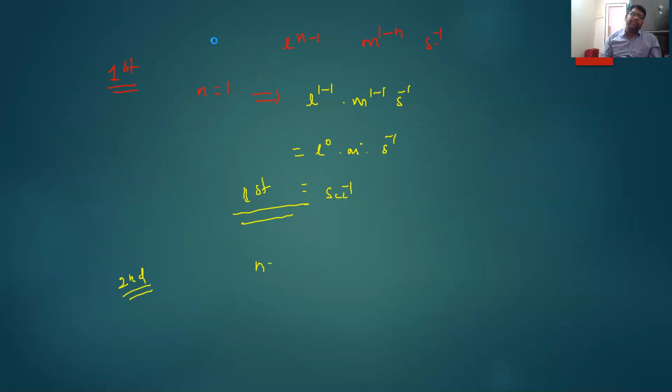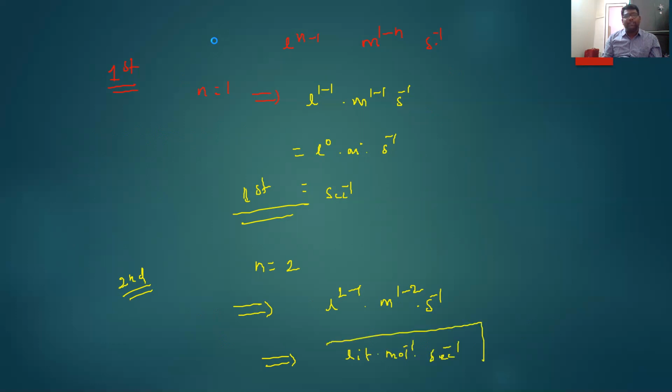Second order reaction means if you put n is equal to 2, what are the units? L power 2 minus 1, M power 1 minus 2, S power minus 1. So the units are liter per mole per second. This is the second order unit, which is exactly equal to the rate constant unit.